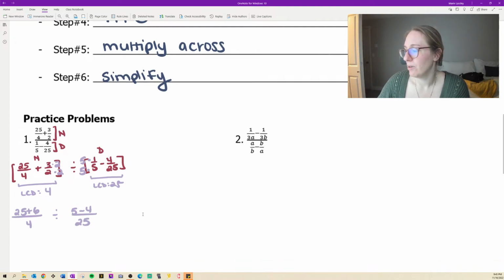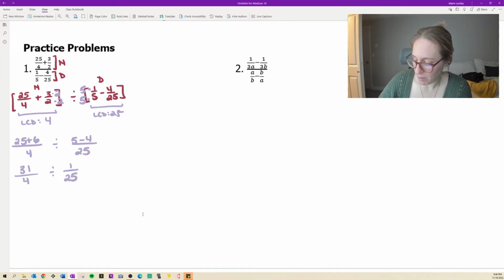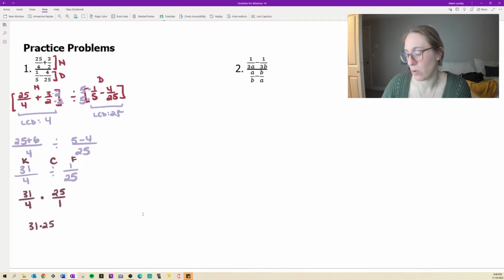All right, so we can now simplify this, right, because we know what 25 plus 6 is, hopefully. All right, so there is 31 over 4 divided by 5 minus 4, so that's going to be 1 over 25. All right, so now we are at the keep, flip, change situation. So 31 over 4, and this is 25 over 1, and we are multiplying. So this becomes 31 times 25 all over 4 times 1, which is 4.